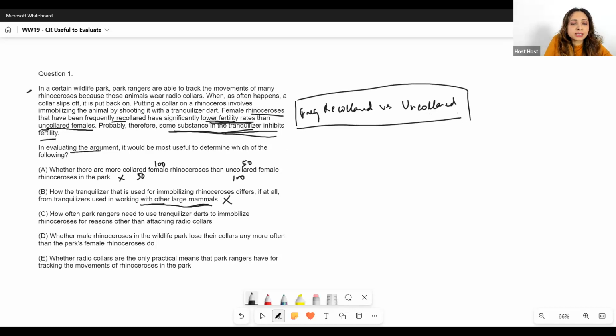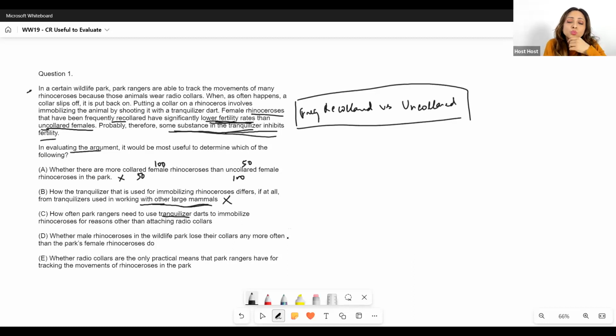Okay. Now look at C. How often park rangers need to use tranquilizer darts to immobilize rhinoceroses for reasons other than attaching radio collars? Now, the point over here is they are asking, is it useful to evaluate whether the tranquilizer is used for other purposes also? Now think about it. Why is this useful to evaluate? Here we can use the yes no test because it seems to be relevant.